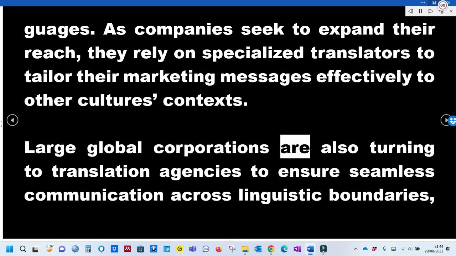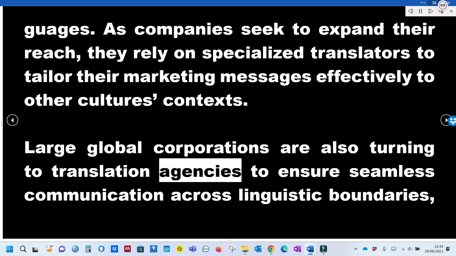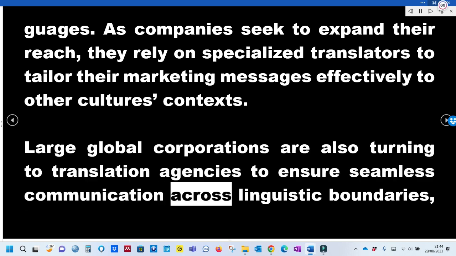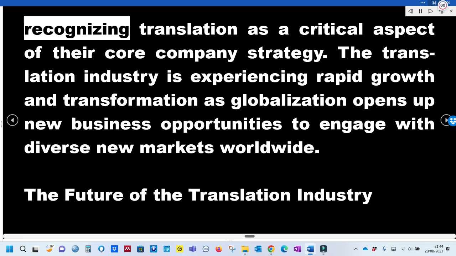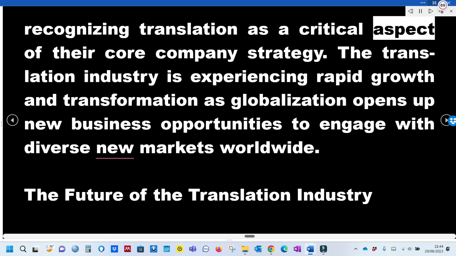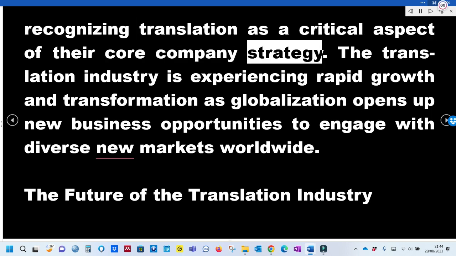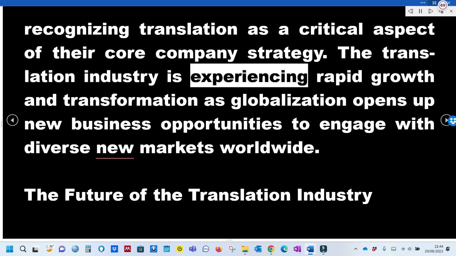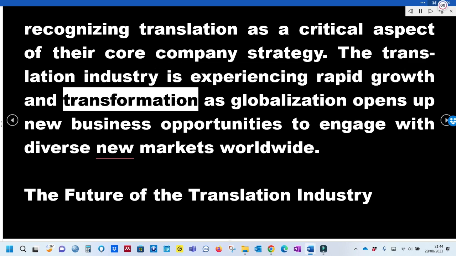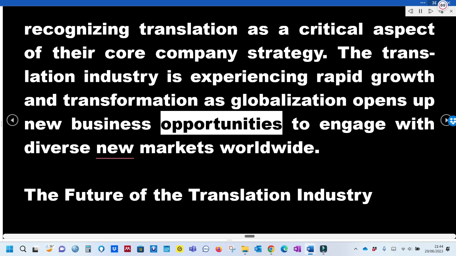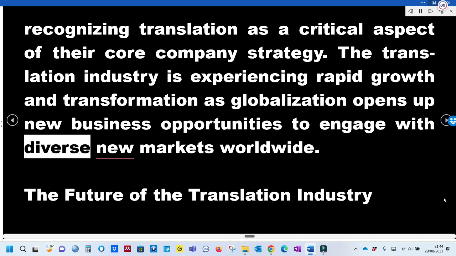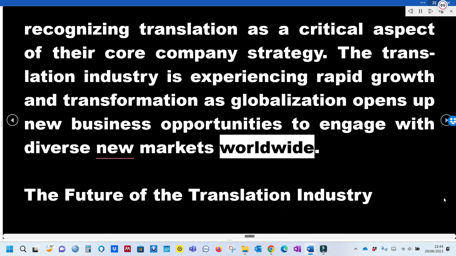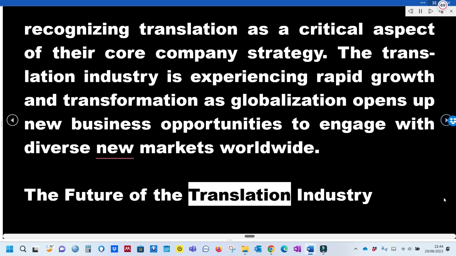Large global corporations are also turning to translation agencies to ensure seamless communication across linguistic boundaries, recognizing translation as a critical aspect of their core company strategy. The translation industry is experiencing rapid growth and transformation as globalization opens up new business opportunities to engage with diverse new markets worldwide. The future of the translation industry.